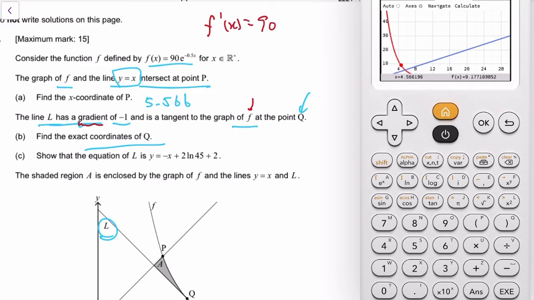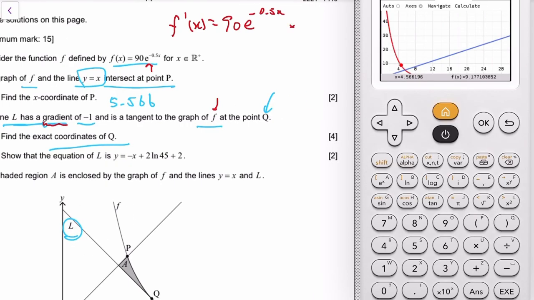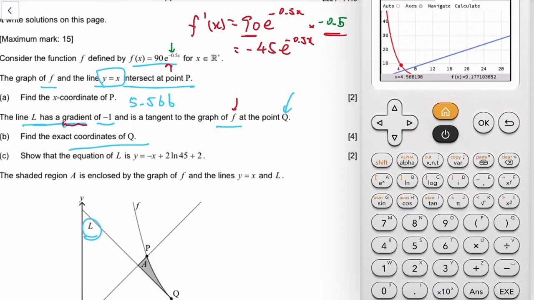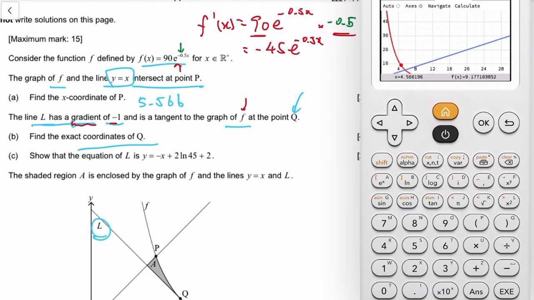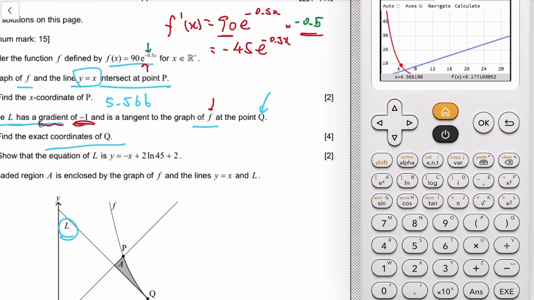So the coefficient just stays, doesn't do anything. Differentiate e to the power is just e to the power. Then we do chain rule, so times differentiate the inside. Differentiate negative 0.5x, gets negative 0.5. Then we multiply the numbers. So it's negative 90 times 0.5, which is negative 45. We want to know when this is -1, because the gradient is -1, so we make this -1.